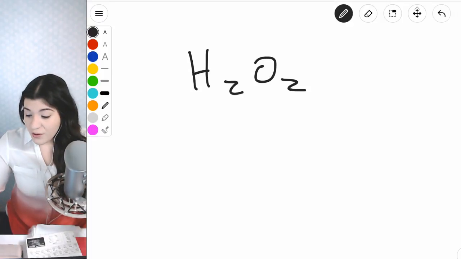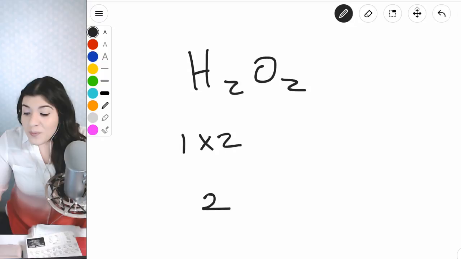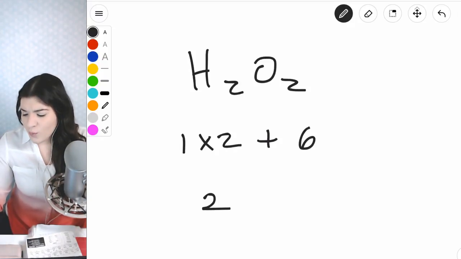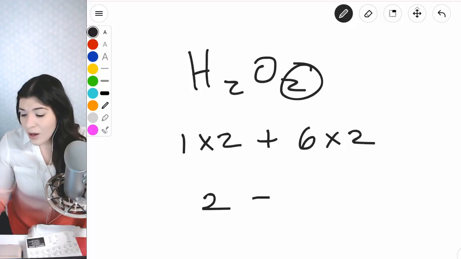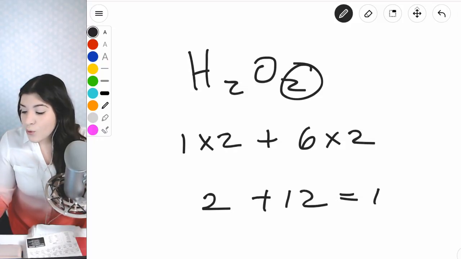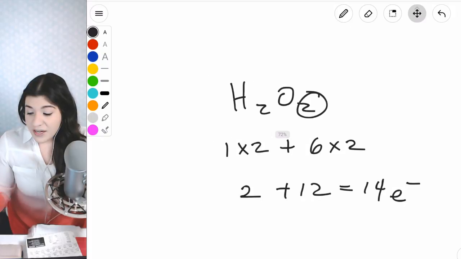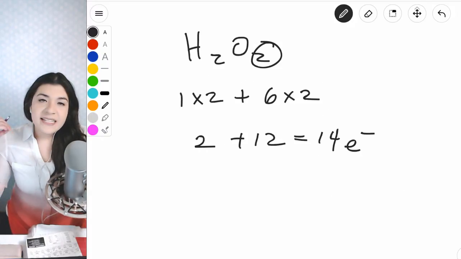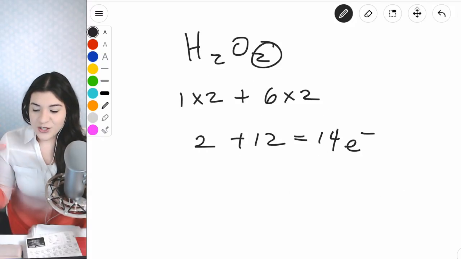So hydrogen, each one has 1, so I'll multiply this by 2. In total, we have 2, plus oxygen has 6 valence electrons, but there's 2 of them. I'll multiply that by 2, so plus 12. This would be 14 total electrons for this. Now, what I'm going to do again is hydrogen can never be our central atom, so oxygen must be our central atom in this case.